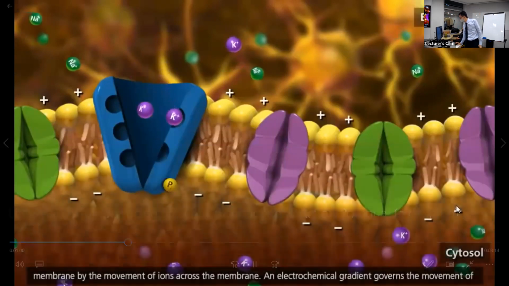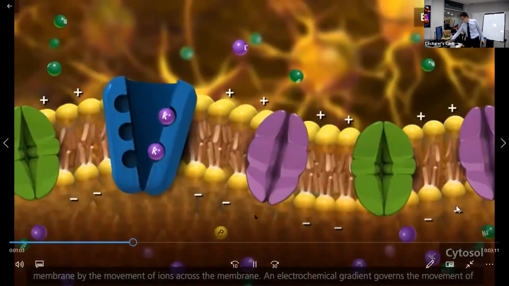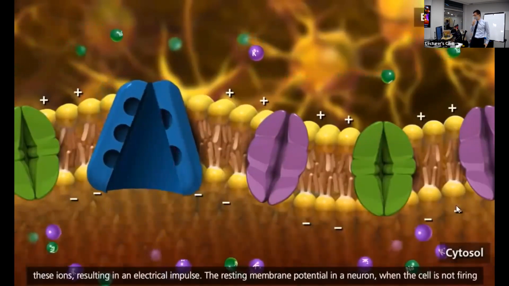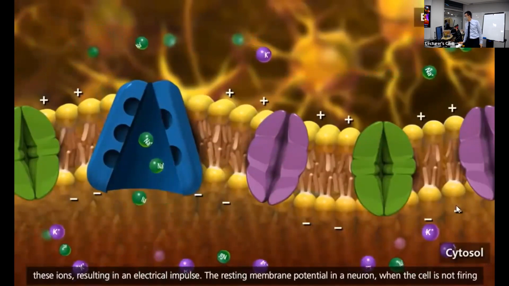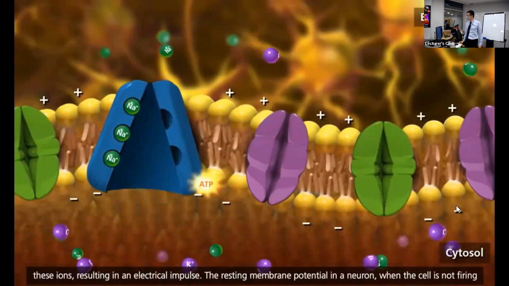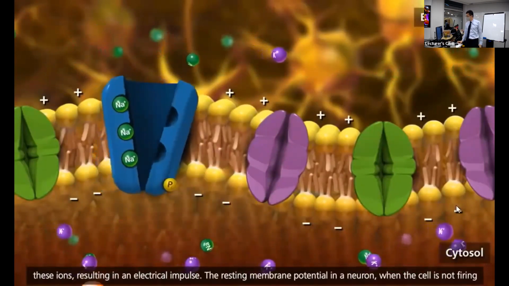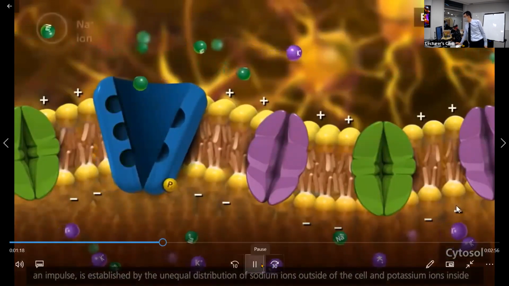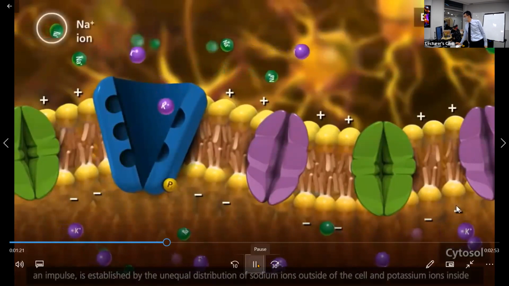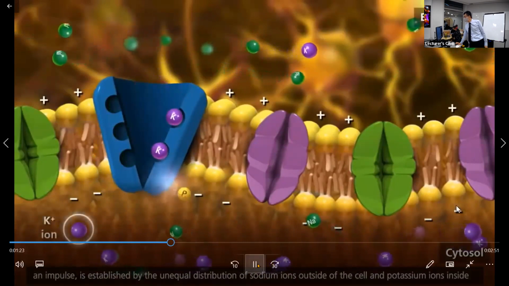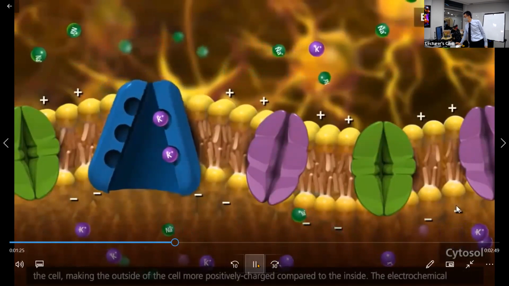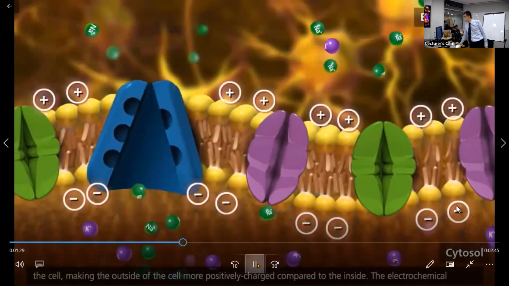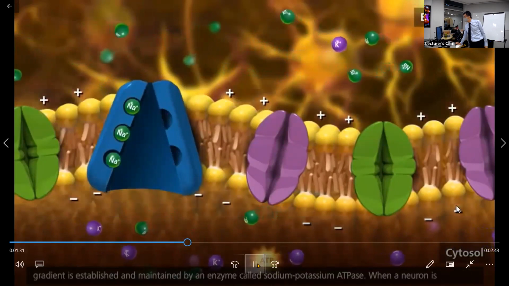Now let's finish this. Movement of ions across the membrane. We will stop at 10:10. An electrochemical gradient governs the movement of these ions, resulting in an electrical impulse. The resting membrane potential in a neuron, when the cell is not firing an impulse, is established by the unequal distribution of sodium ions outside of the cell and potassium ions inside the cell, making the outside of the cell more positively charged compared to the inside. The electrochemical gradient is established and made.